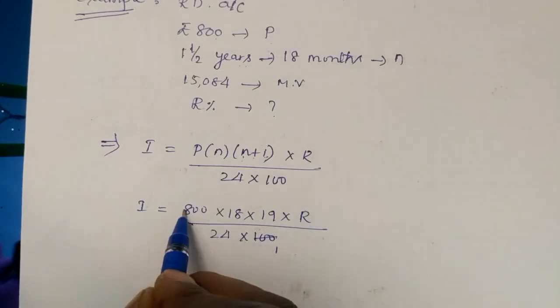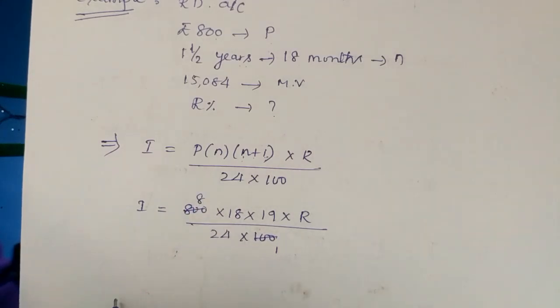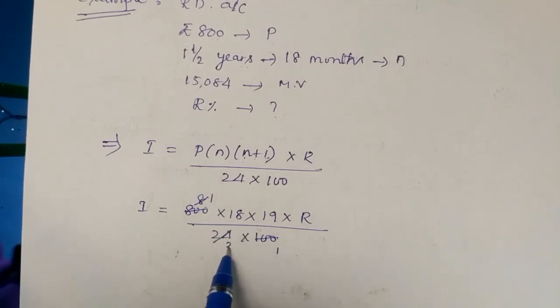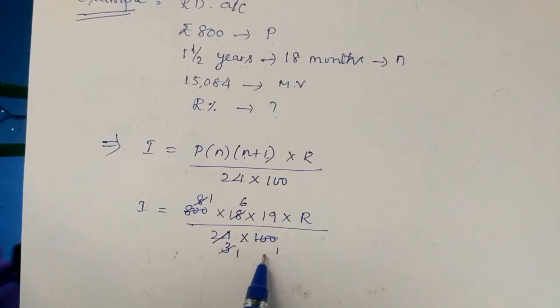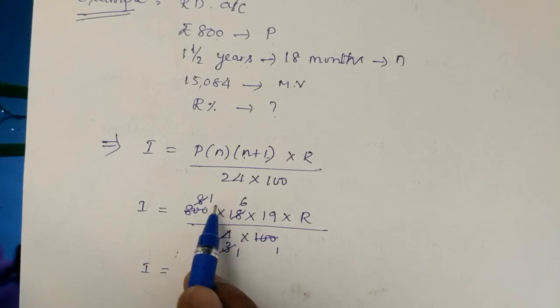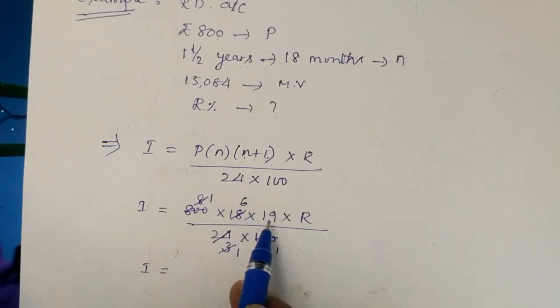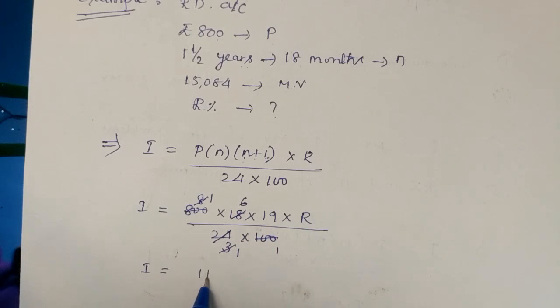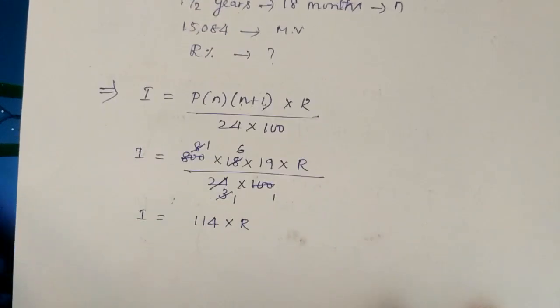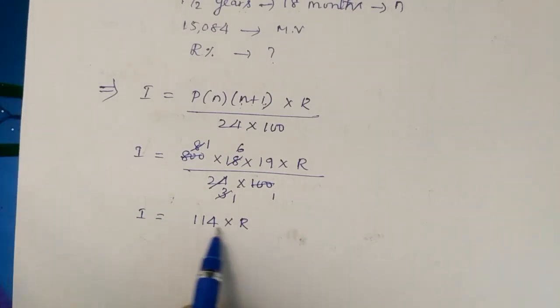So 100 ones are 100, 8 ones are 8, 3 ones are 3, 6. So nothing is left in the denominator. Let us write what is left out. Here I, here 1, here 6, here 19 into R. So 6 19s are 114 into R. There is no further division possible. I is equal to 114 R.